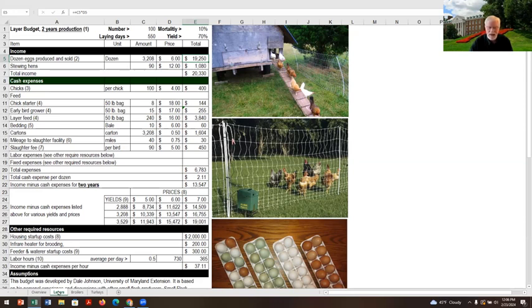Then an important thing about enterprise budgets is the time frame. What is the production time frame? Oftentimes it's a year. Sometimes it's a crop year. It can be just a short period of time, which we'll see with the layer budget. In this case, with the layer budget, this is a 2-year production.